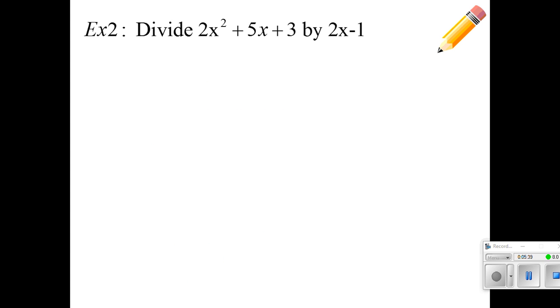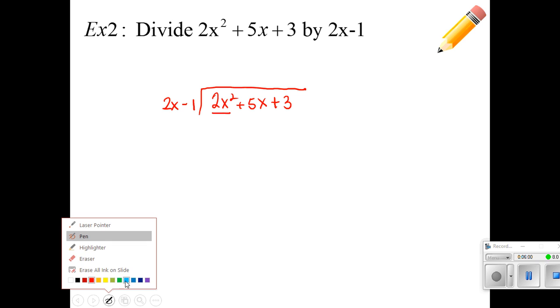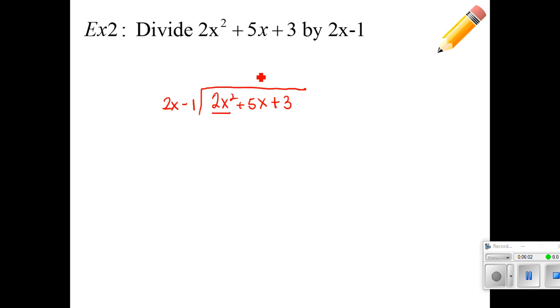Take 2x squared plus 5x plus 3 and divide it by 2x minus 1. So 2x squared plus 5x plus 3 divided by 2x minus 1. Okay, what times 2x will give me 2x squared? Yep, you got it. X. X times 2x is 2x squared. If you multiply these two together and you don't get this first term, then this is wrong.